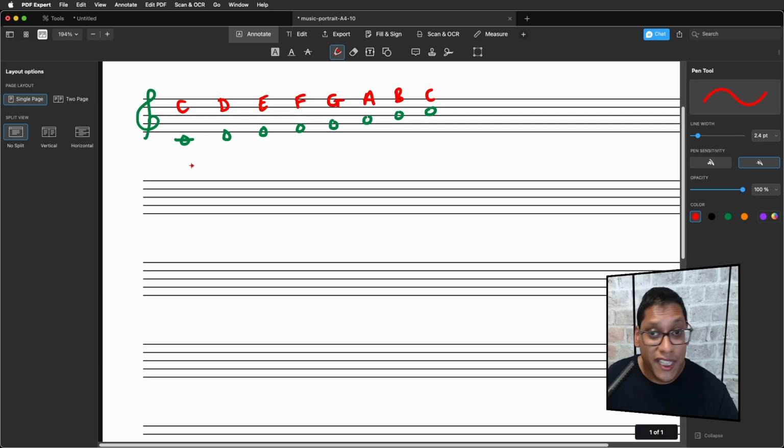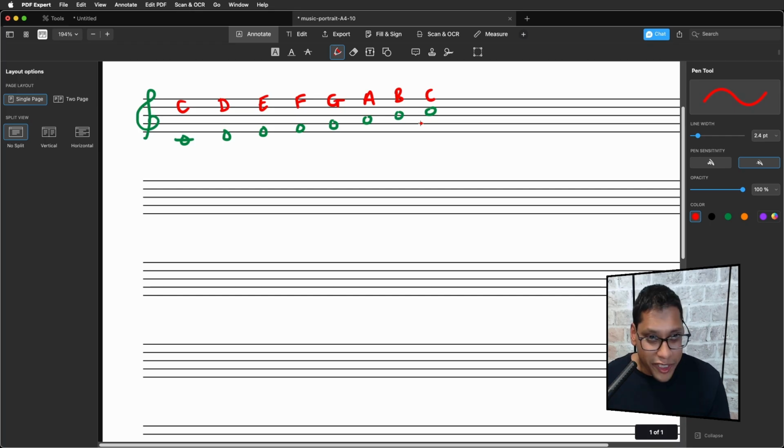C to D, how many letters are there? It's from a line to the next space up. So this interval is going to be a second. D to E, there's only 2 letters in that interval, so that is a second as well. E to F, surprise, that's also a second. And that pattern persists through the entire scale. From one note to the next note in a scale, the interval will always be a second.